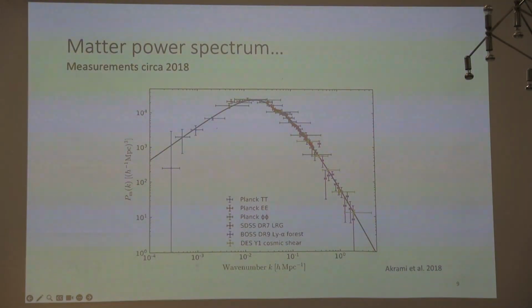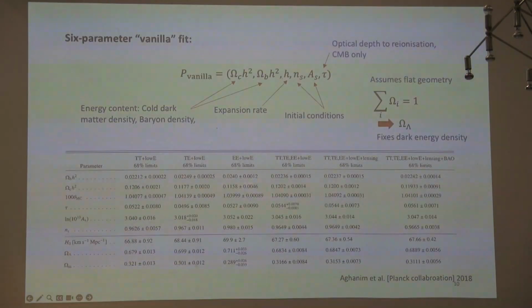And from these observations, we have been able to figure out a model, which is the Lambda CDM model, which is basically a model that has six free parameters, like the cold dark matter density, baryon density, the expansion rate, initial conditions, and optical depth, that's an astrophysical parameter. And all these six parameters have been measured to extremely high precision. We're talking about 1% precision on these parameters from the Planck measurements, for example.